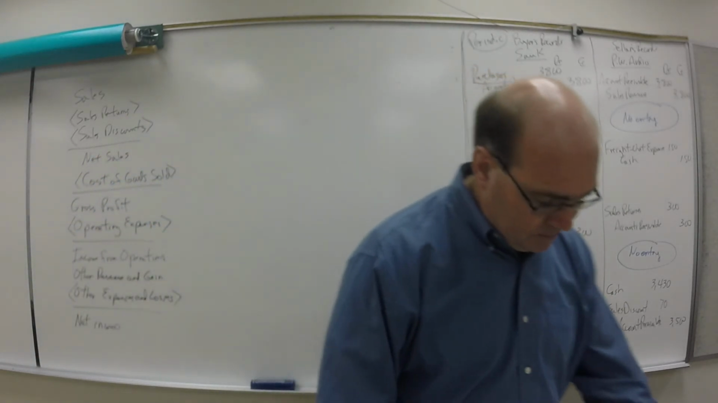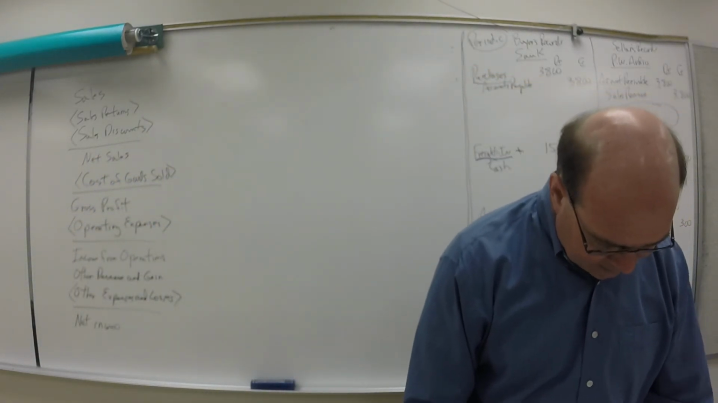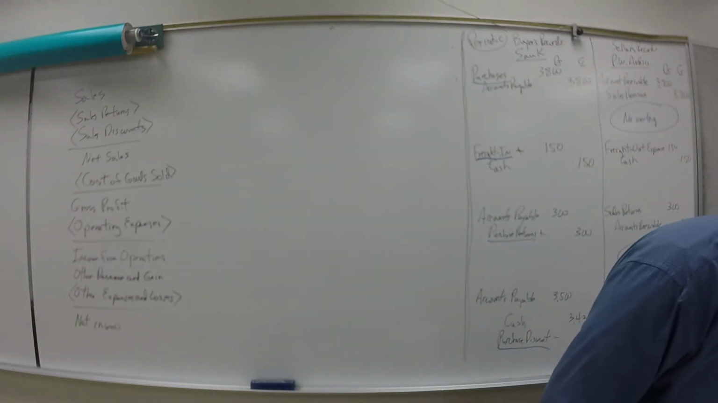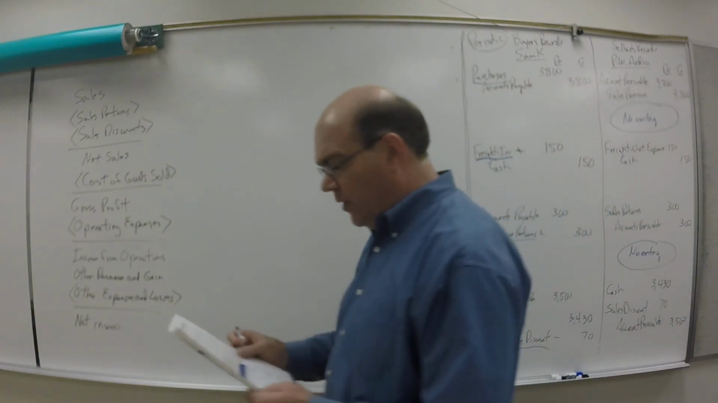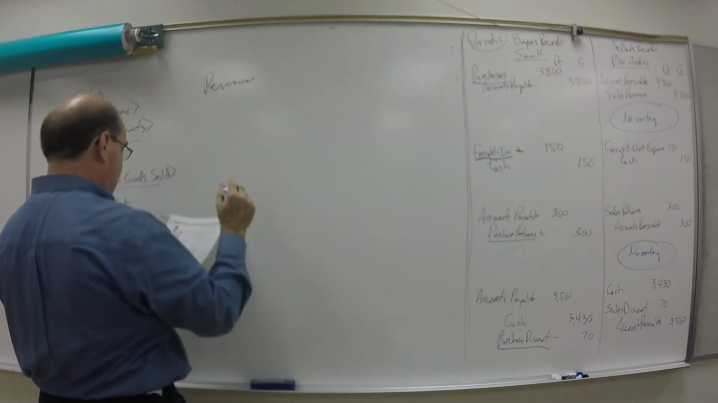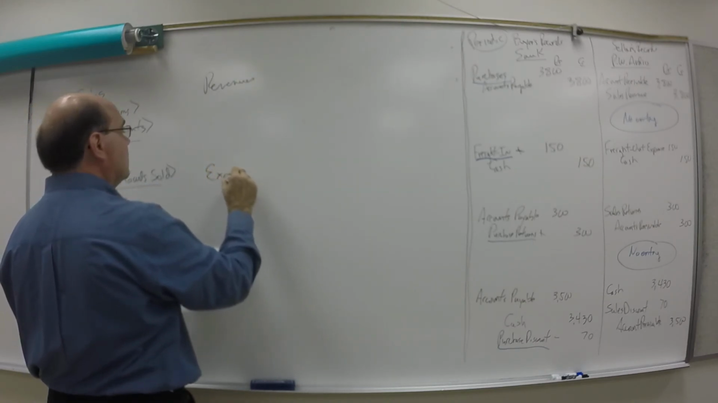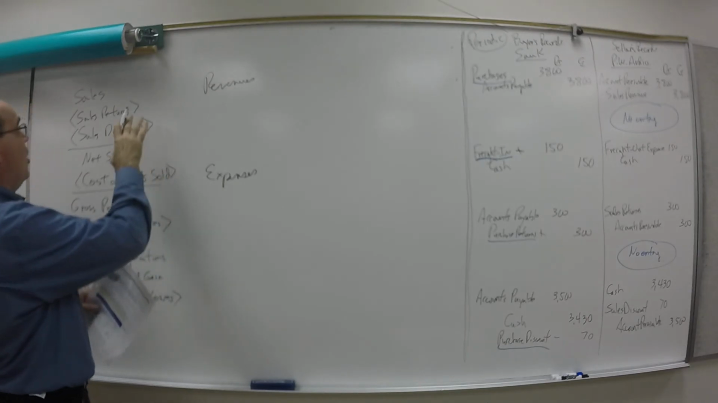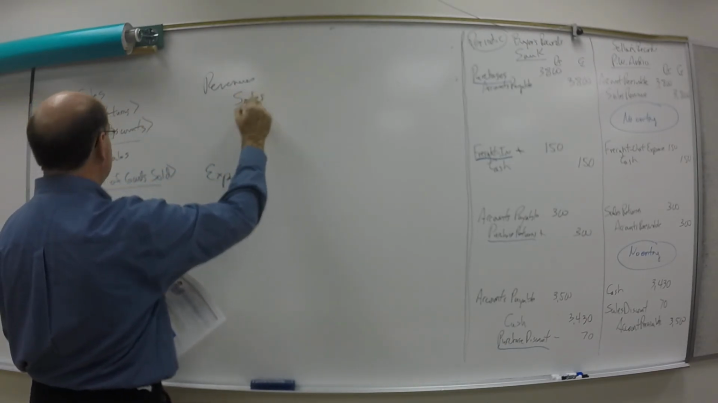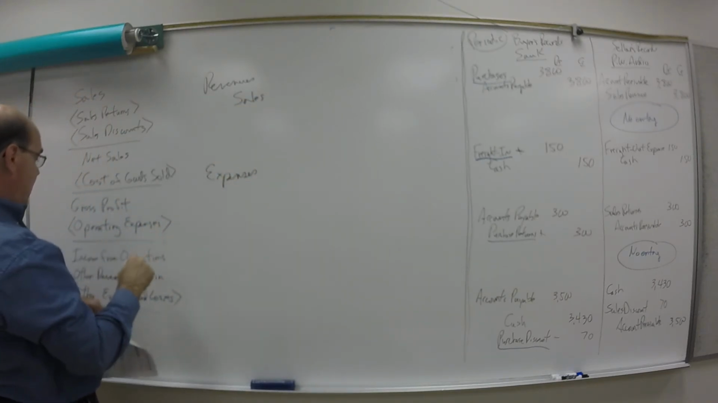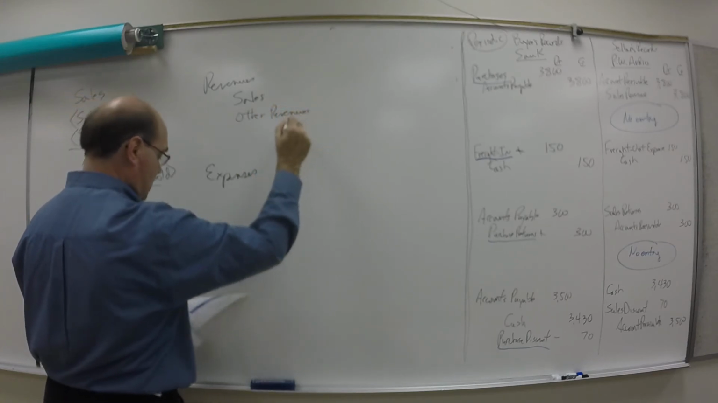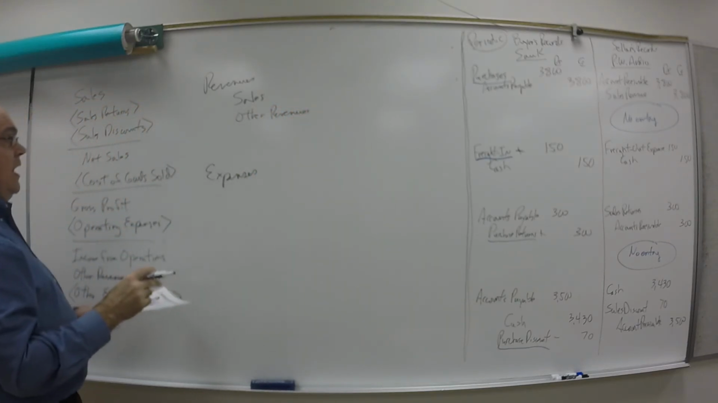Now, a single-step statement is exactly what it says. You have everything basically in one place. You go through and you have your revenues, and then you have your expenses. We put all the revenues over here. So we just put our sales, we'll make it easy. We put any other revenues that we have. If we had any gains, we put that there.